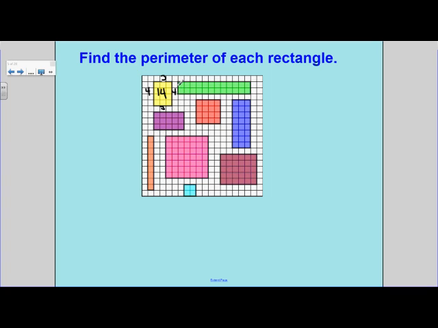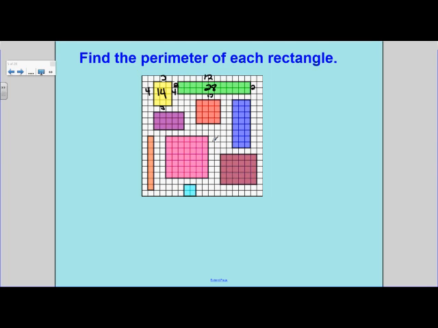Let's do the green one. This one right here is 2, which means this one's 2. This one's 1, 2, 3, 4, 5, 6, 7, 8, 9, 10, 11, 12, which means this one's 12. Okay, 2 plus 12 is 14, plus 2 more is 16, plus 12 is 28. So the perimeter, the distance around this rectangle, is 28.